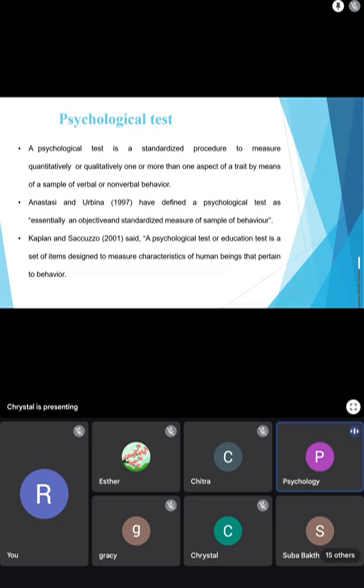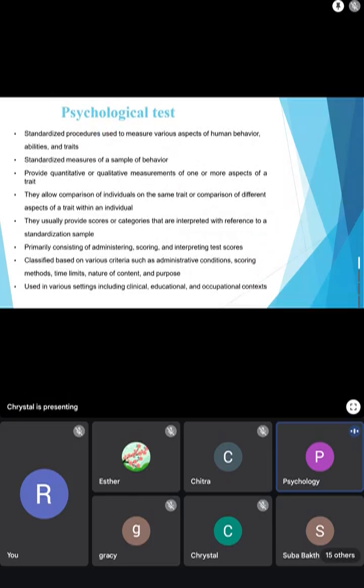So Anastasi and Urbina have defined it as an objectivized and standardized measure of a sample of behavior. And Kaplan and Saccuzzo say that a psychological test or educational test is a set of items designed to measure characteristics of human beings that pertain to a particular behavior.